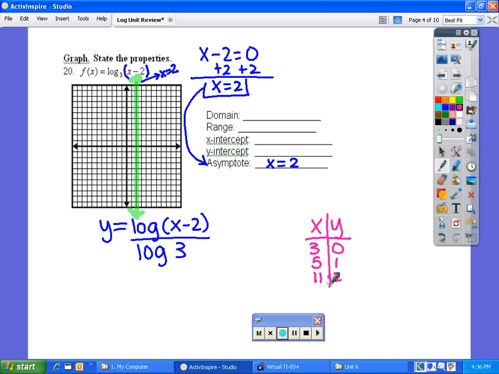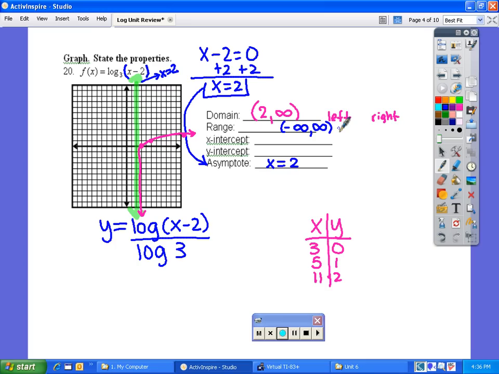So I'm going to plot those points. Since your calculator lies, just make sure you continue this all the way down, and there is your log graph. Now remember, your domain goes from left to right. So we're going to say that our domain is 2 to infinity. Your range goes from bottom up, so that goes from negative infinity to infinity.